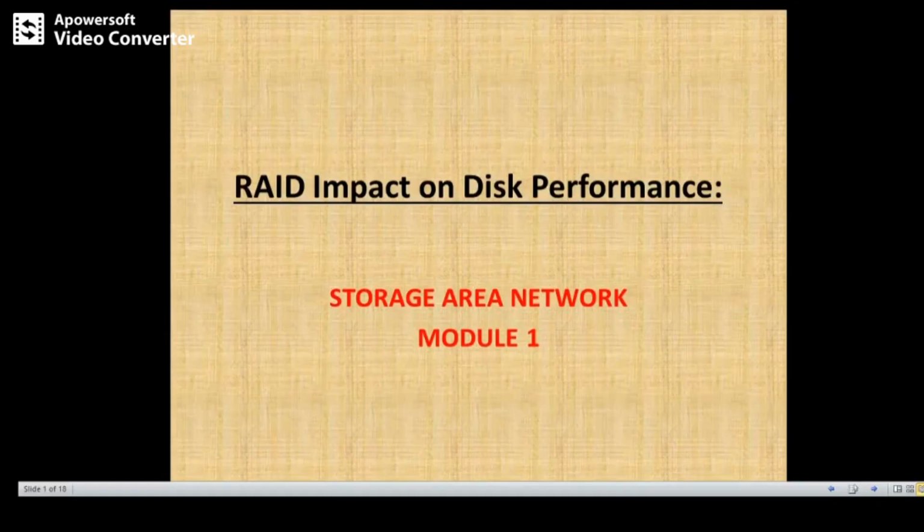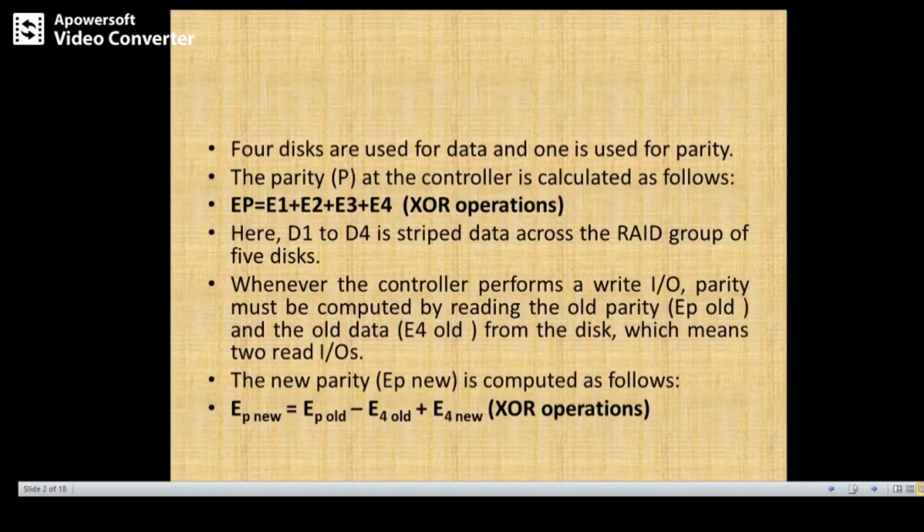In the present video, we will discuss RAID impact on disk performance. Suppose 4 disks are used for data and 1 is used for parity. The parity P at the controller is calculated as follows. The parity EP is equal to E1 XOR E2, XOR E3, XOR E4. Here D1 to D4 is striped data across the RAID group of 5 disks.